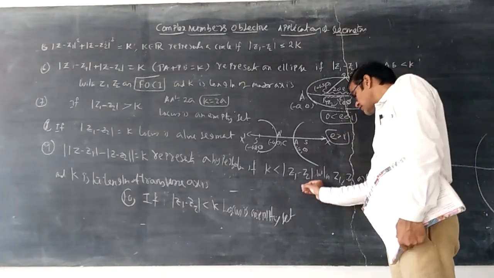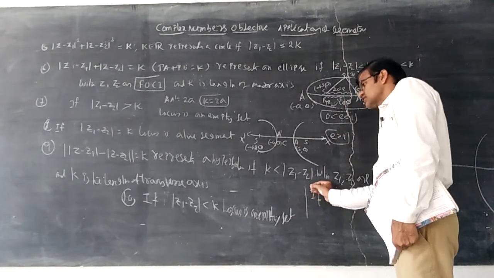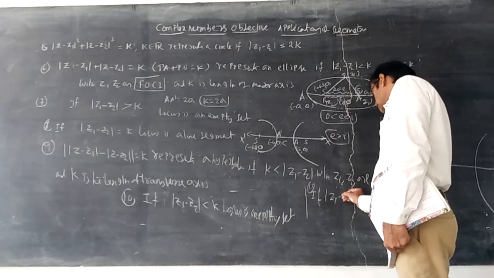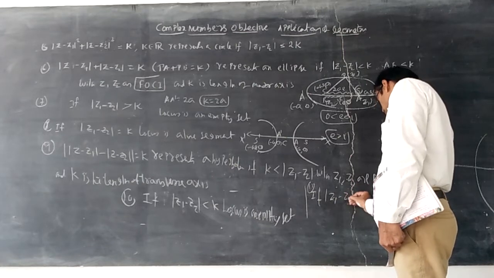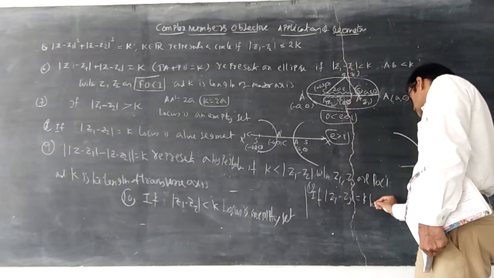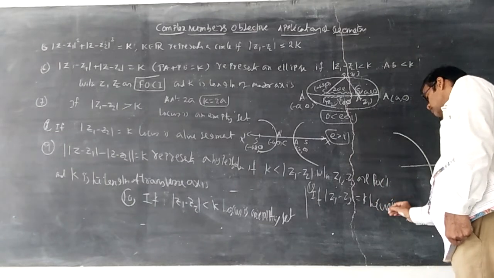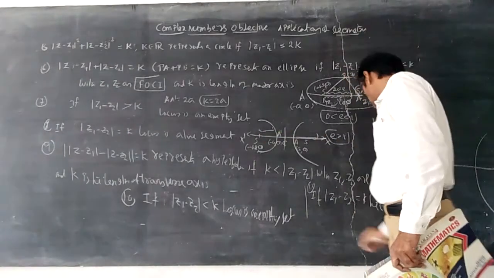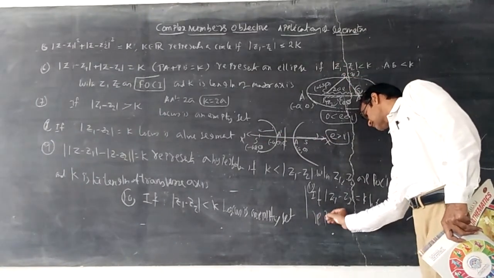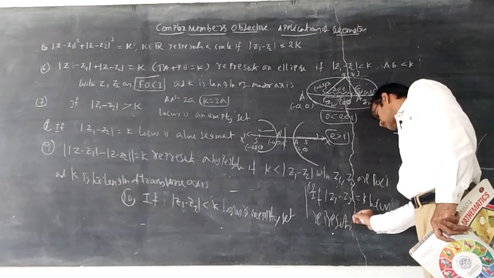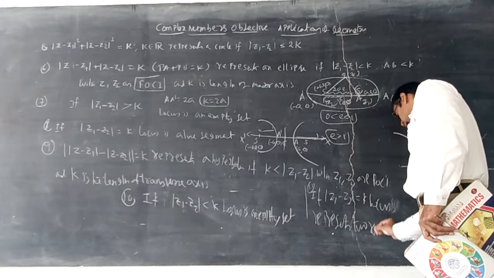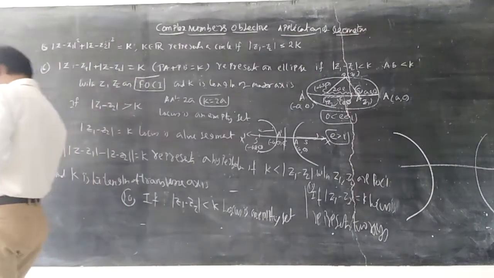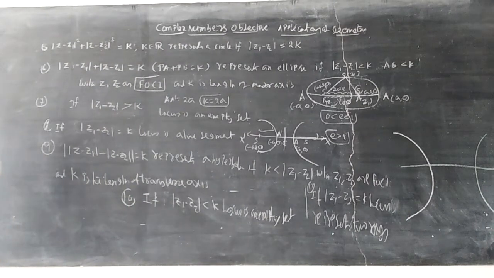Next, the 11th point: if modulus of z1 minus z2 is equal to k itself, then the locus is 2 rays. This side a ray and this side a ray. Depending upon this, we can calculate some problems.